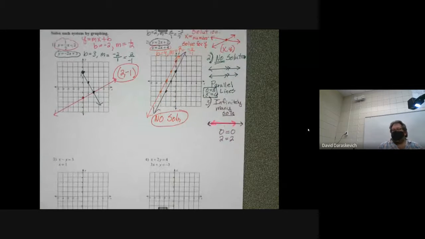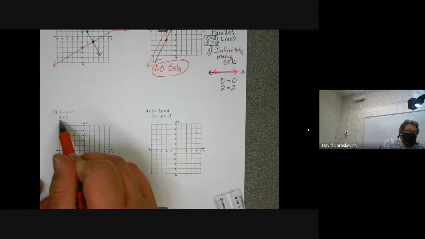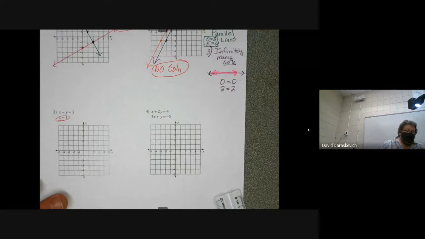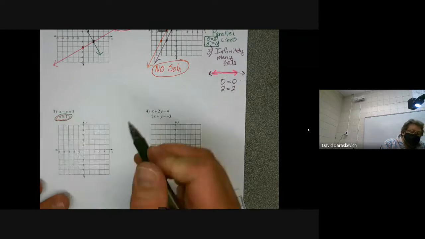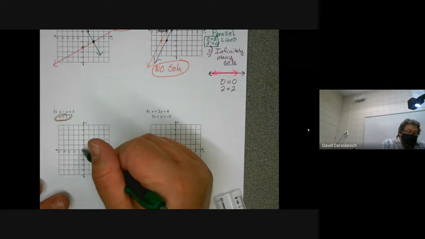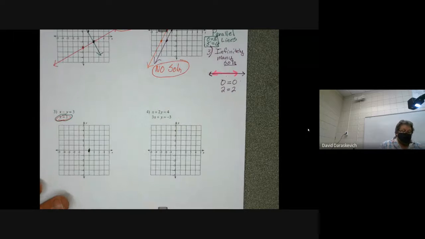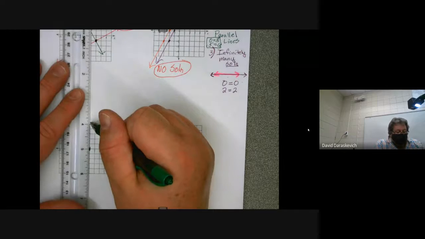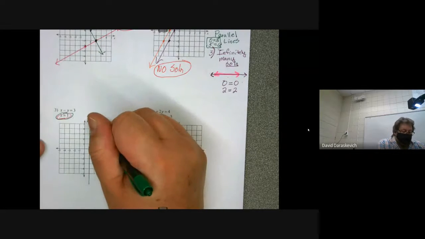Real quick, number 3. When I have x equals a number here, what kind of line do I have? It's a vertical line at x equal 1. So here's x equal 1. Vertical line. Remember, there was a slide presentation on the grade tracker sheet for that.